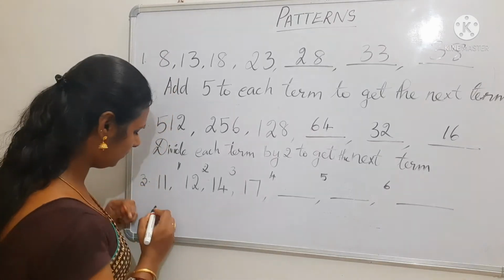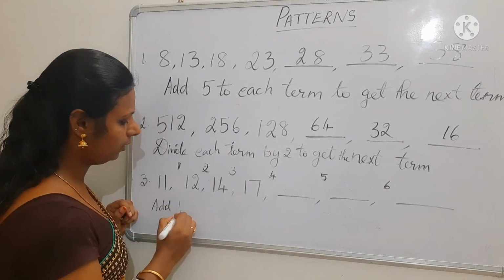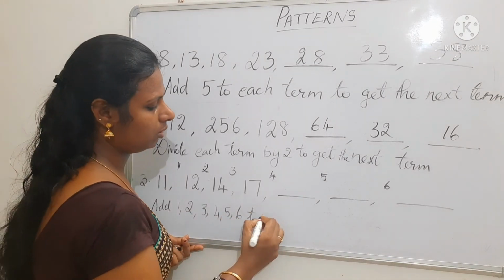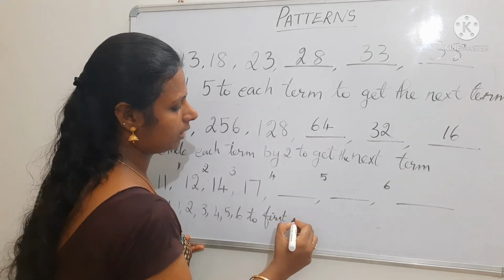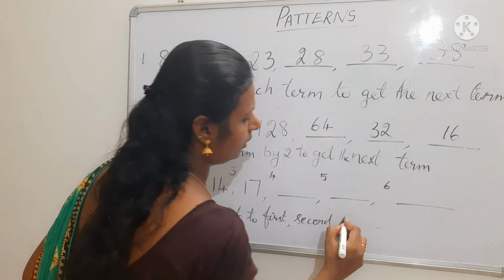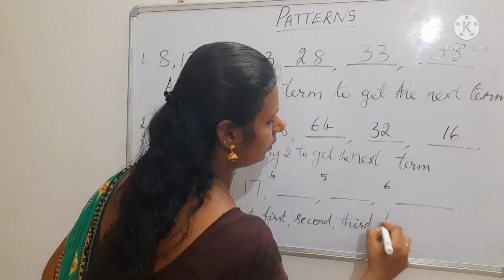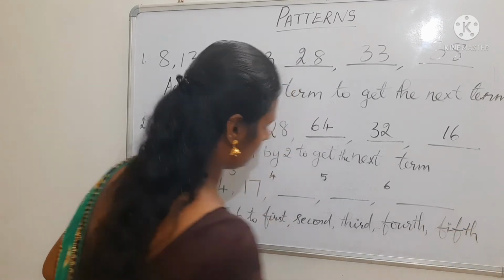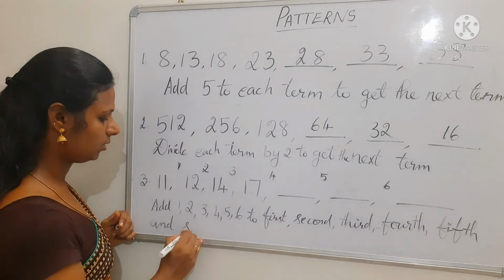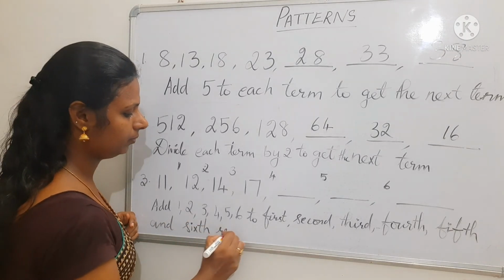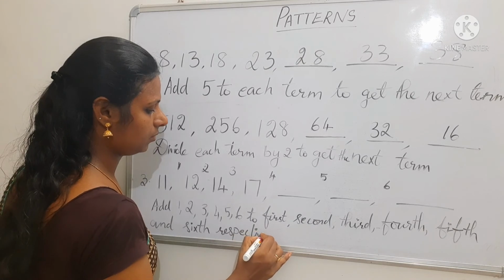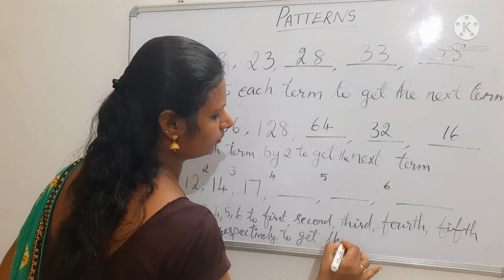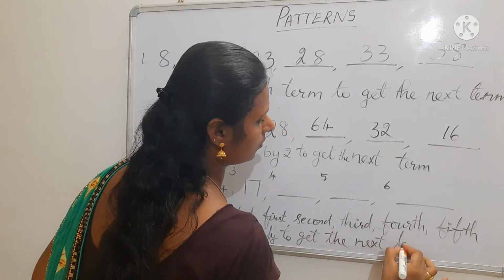Shall we write the rule first? Add 1, 2, 3, 4, 5, 6 to the first, second, third, fourth, fifth and sixth term respectively to get the next term. Have you got the rule?